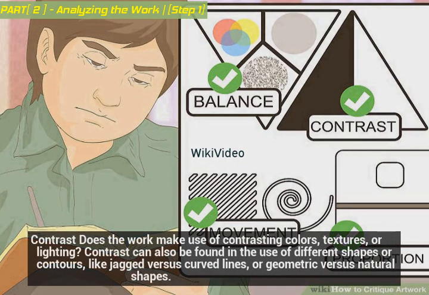Contrast. Does the work make use of contrasting colors, textures, or lighting? Contrast can also be found in the use of different shapes or contours, like jagged versus curved lines, or geometric versus natural shapes.